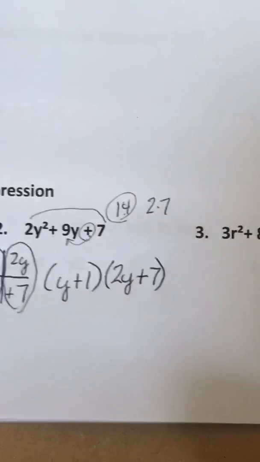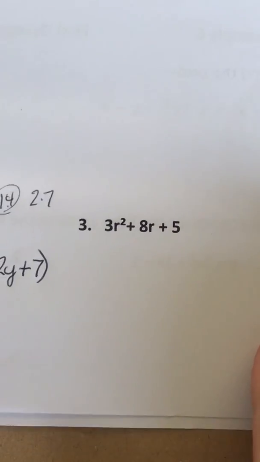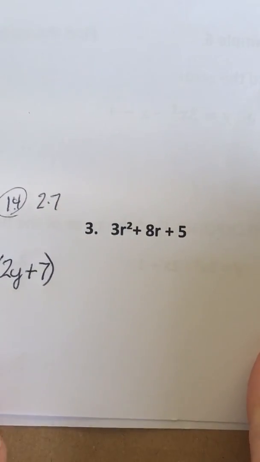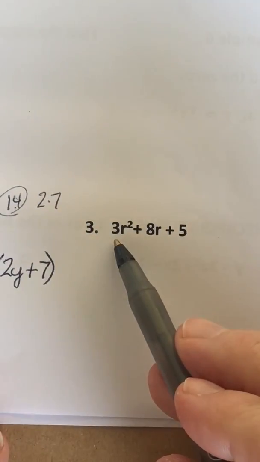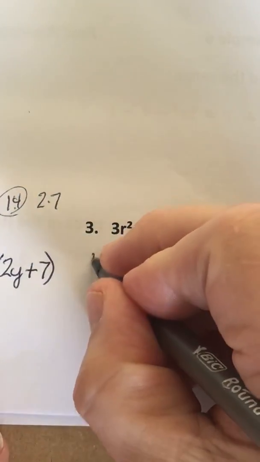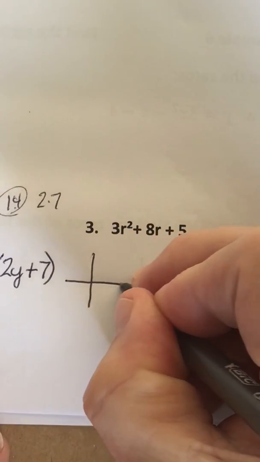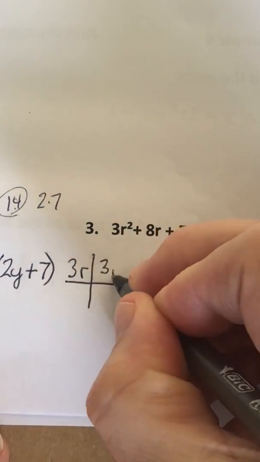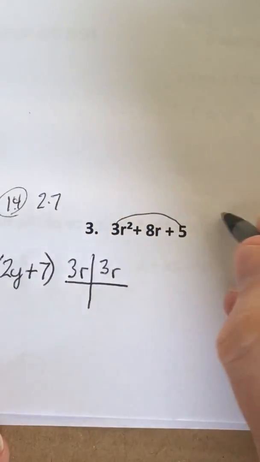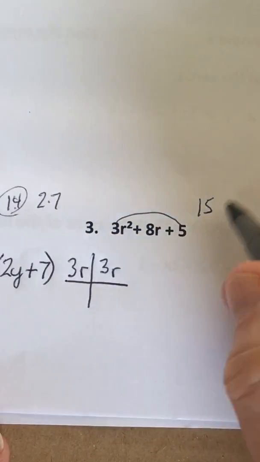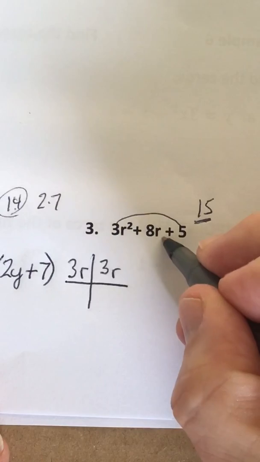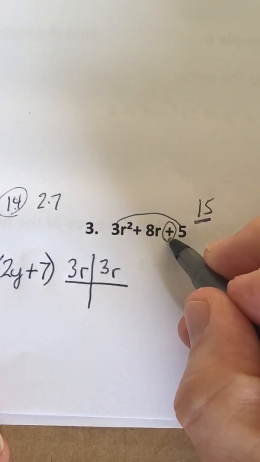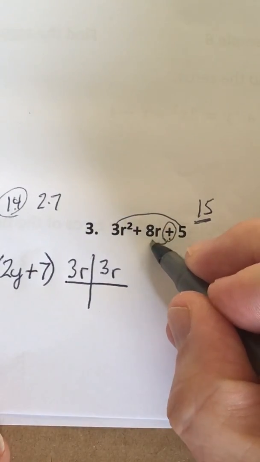All right, and then our last one. All right, for our checkpoint, again, we have a leading coefficient. So right away, I know I'm doing my box. Put a 3r in the top of each. Multiply. 3 times 5 gives me 15. And we want the factors of 15 that, when we add them, remember that last sign tells you what operation you're doing, you're going to get an 8.